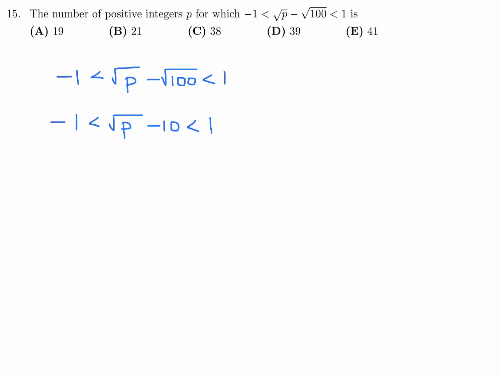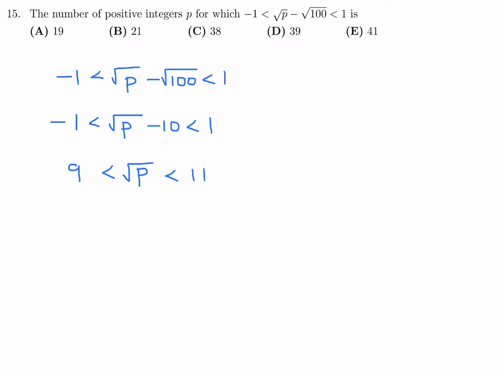And there's several ways of doing this. You can put the 10 on either side, so add 10 to everything. And if you do, you just get root p is between 9 and 11. So that means the square root of some number is greater than 9 and less than 11. Well, be very careful here because it's less than. It's not less than or equal to.